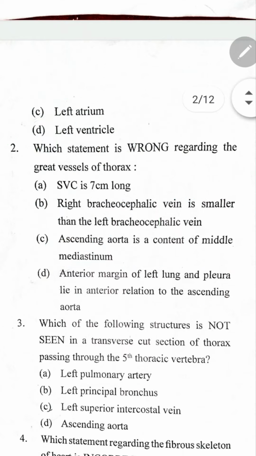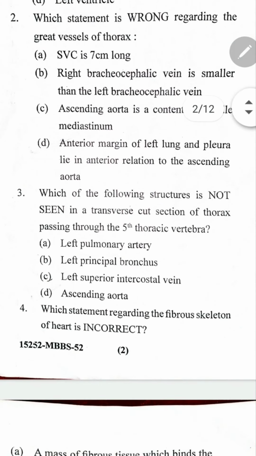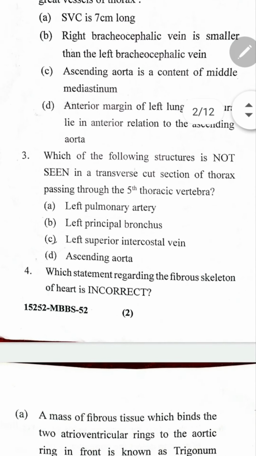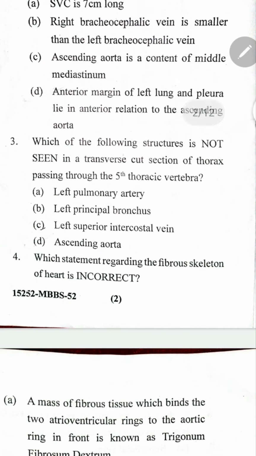Okay, it's done. Now question number 3. Which of the following structure is not seen in a transverse cut section of thorax passing through the 5th thoracic vertebrae? Remember why I was explaining you the above question, so that you can solve any other relevant question to this. This is a hit topic, the sternal angle, sternomanubrial joint.